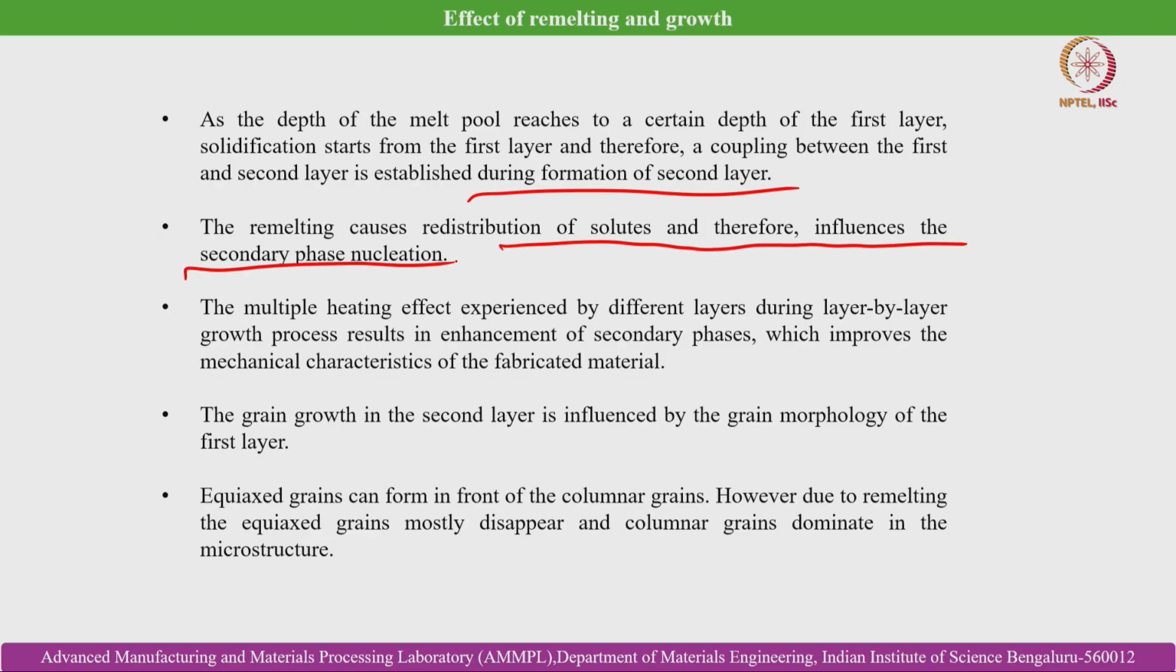Third takeaway is the multiple heating effect experienced by different layers during the layer by layer growth process results in enhancement of secondary phases, which improves the mechanical characteristics of the fabricated material. So, what does it mean? You can understand this when the subsequent layers are getting deposited. So, this is first layer, second layer, third layer. You can see that when the second layer gets deposited, up to a certain depth the first layer experiences remelting, but when the third layer gets deposited, then the first layer does not experience remelting at all.